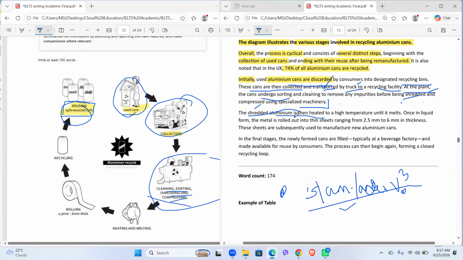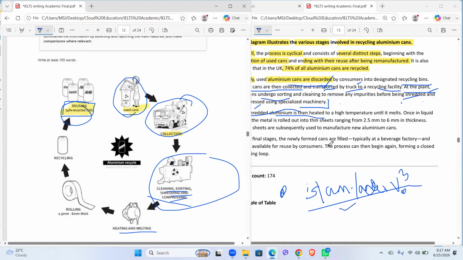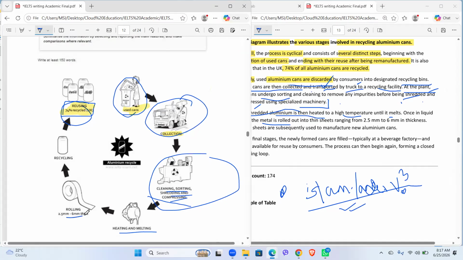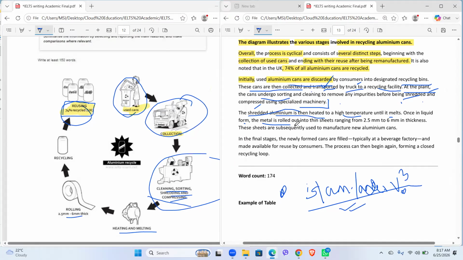The shredded aluminum is then heated and melted to a high temperature until it melts. Once in liquid form, the metal is rolled out into thin sheets, ranging from 2.5 mm to 6 mm in thickness.